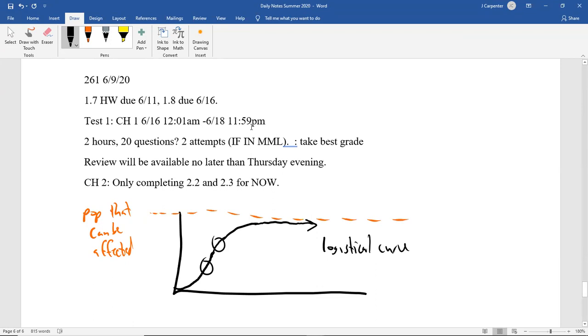I will not accept late work unless you have the virus going around or something like that, with doctor's notes and documentation and things like that. That's the only way I'll ever give extensions on a test in this course.